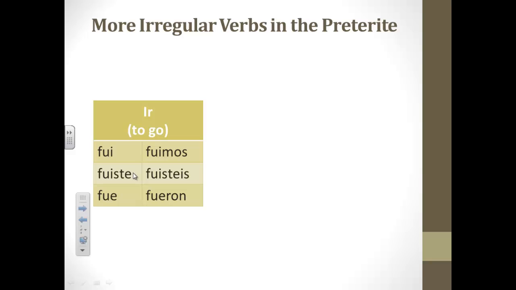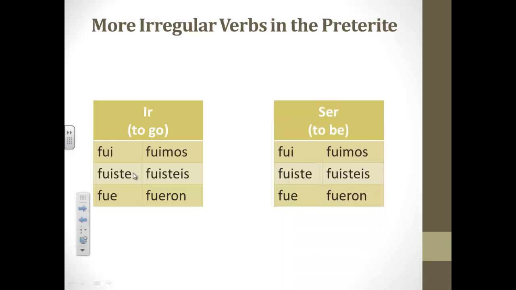Okay, the second verb we're going to talk about is the verb ser, which means to be. You can see here that ser and ir share the exact same conjugation in the preterite. Okay, so it's fui, fuiste, fue, fuimos, fueron. So how are you going to know? If it says yo fui, am I saying I went? Or am I saying I was? It's going to come down to the context of how it was used in the sentence.